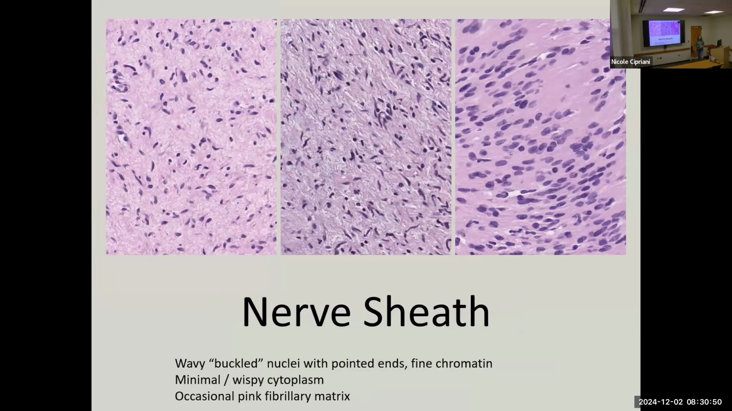Nerve sheath can be hard and can mimic smooth muscle, so sometimes we can't tell whether it's smooth muscle or nerve. Sometimes nerve has more wavy or buckled nuclei with pointy ends. It doesn't really have cytoplasm that you can differentiate from collagen. The background is all kind of fibrillary and wispy. You may or may not see a fibrillary matrix like a Verocay body. So sometimes we need immunostains to determine, but there are clues, especially if the nuclei are pointy or wavy.